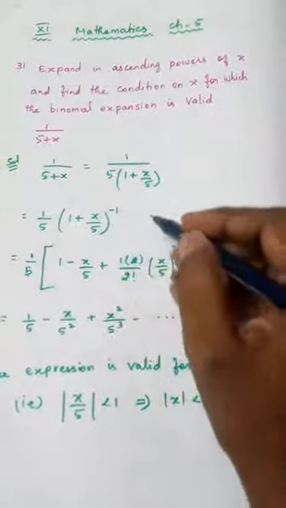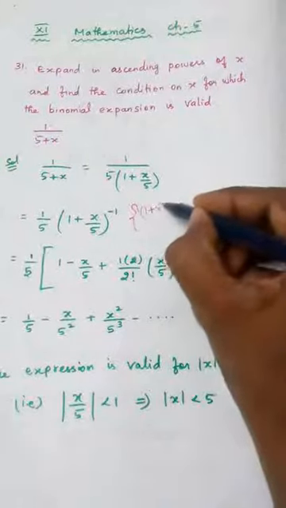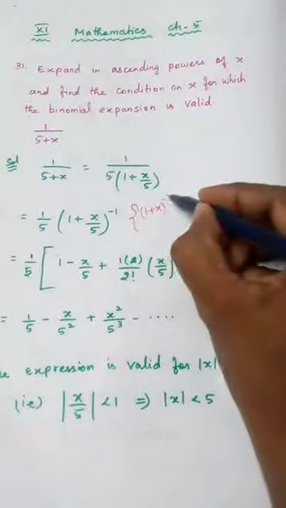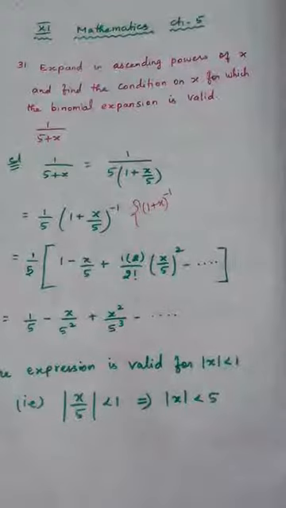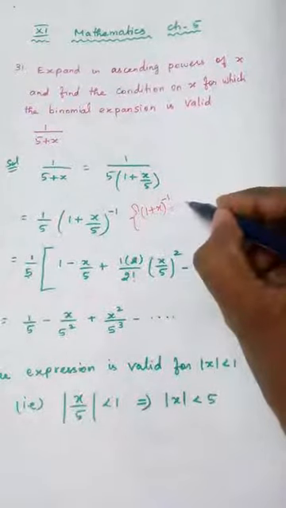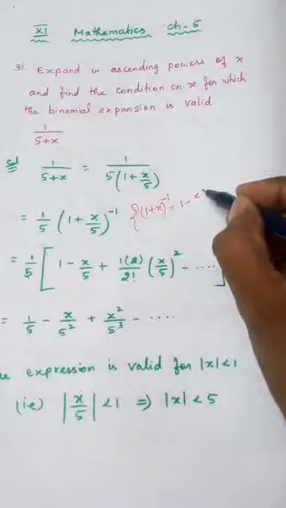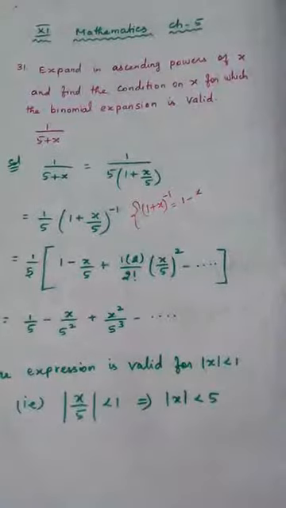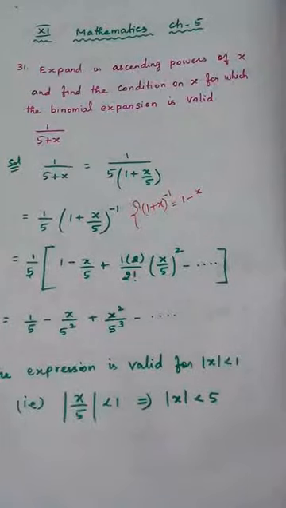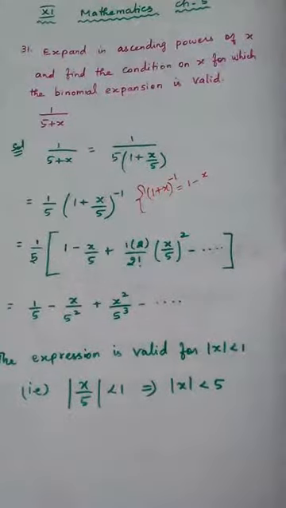Can you guess what is the formula? I'll write the formula here. (1 plus x) whole to the power of minus 1. So this is the formula, right? What is the answer for this formula? 1 minus x. Yes or no? Can you guess what formula I am applying? (1 plus x) whole power minus 1 is 1 minus x plus what? x square, right? Yes or no?